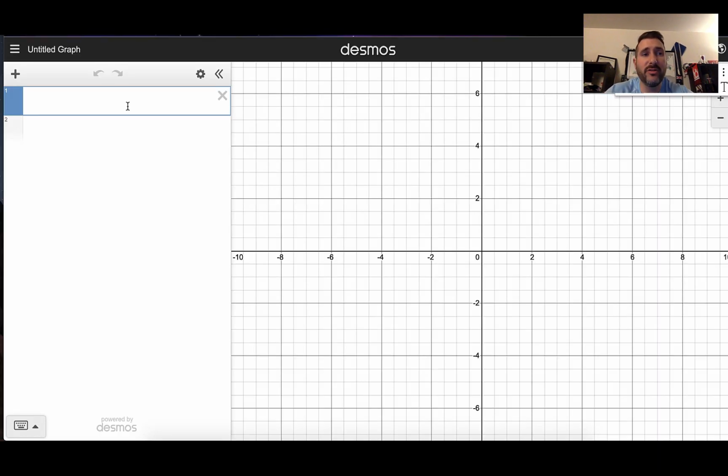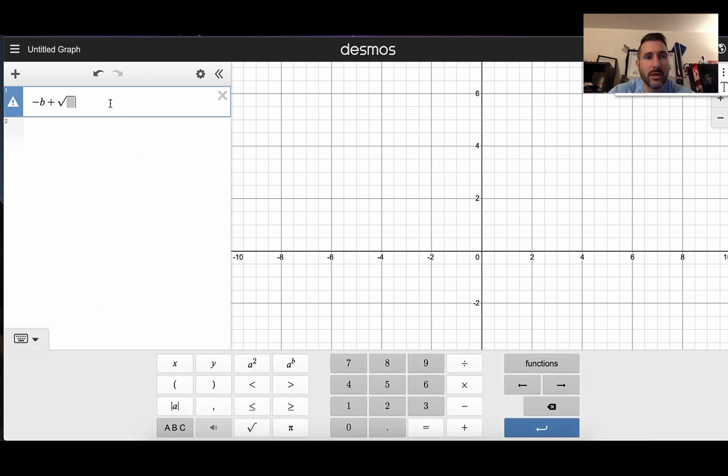In Desmos, if you type in the quadratic formula, so negative b, and then here you can't really put the plus or minus, so after we're done, we'll do plus, and then we'll change it to minus. So we'll start with plus, the square root, and we're going to keep typing the rest, so b squared minus 4ac, highlight it all over to a. So I typed in my quadratic formula here.